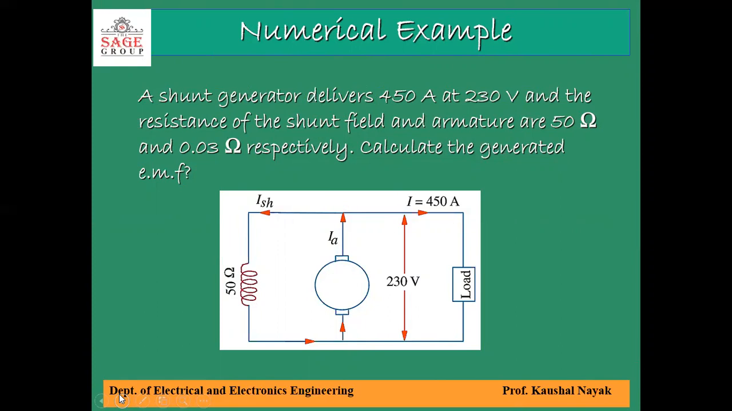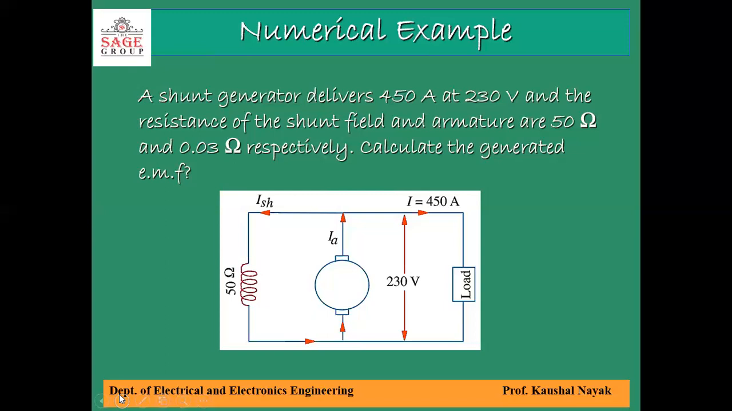The given numerical can be expressed using a schematic diagram in which a circuit can be drawn showing armature in parallel with the shunt field winding, and this parallel combination connected with the load, as this circuit describes that the load is consuming 450 amperes at 230 volt.